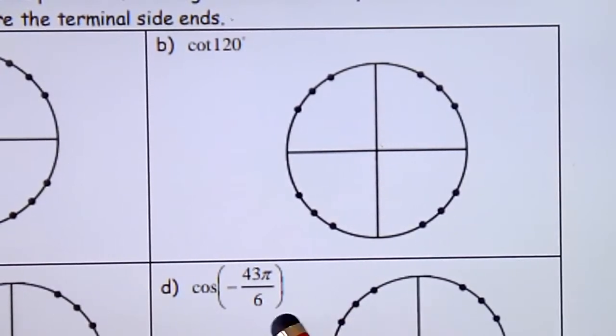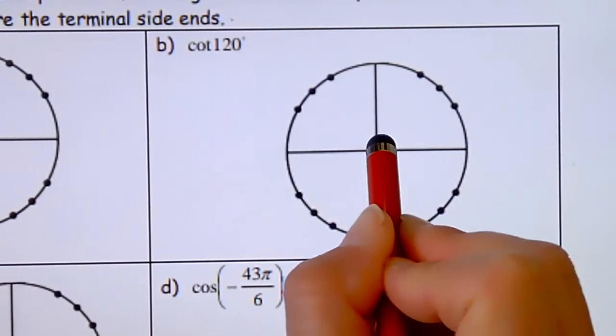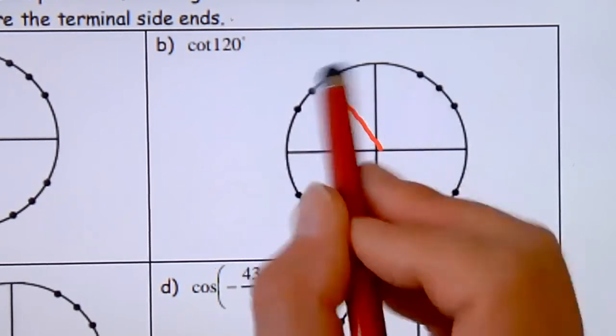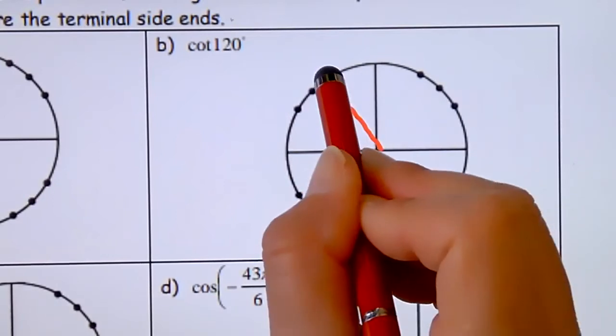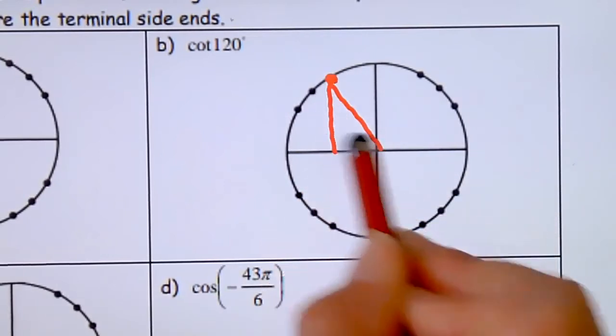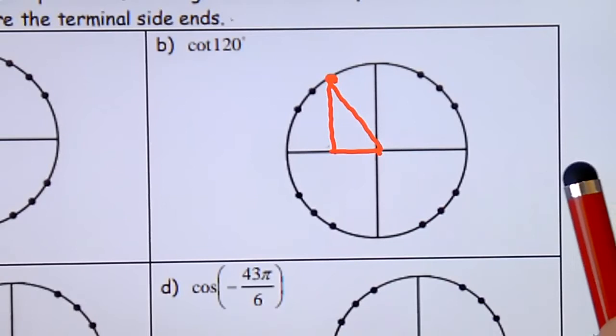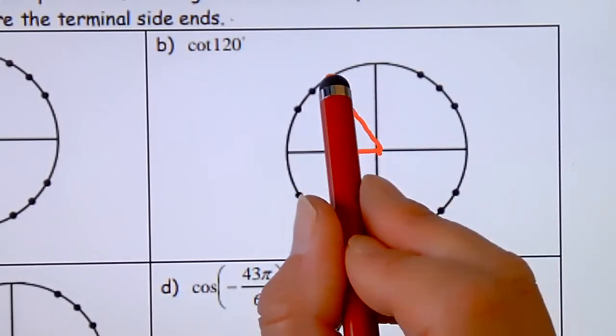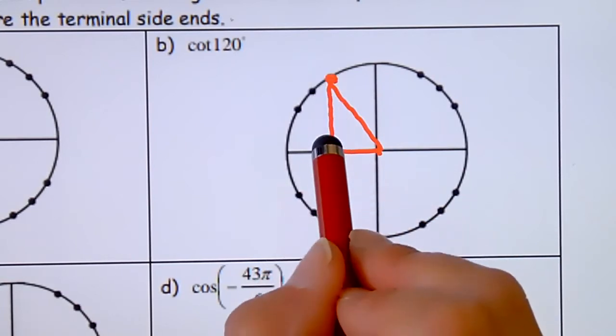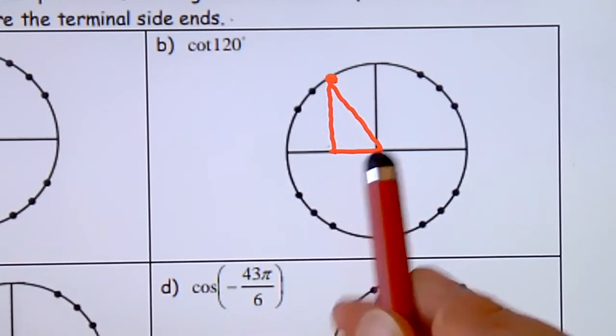Cotangent of 120. Okay, so 120 degrees, it's going to be ending here at this point. Sometimes it might be helpful to draw your triangle for yourself to see it. That's the triangle. Notice I drew it to the x-axis, not to the y-axis. It's always how far above the x-axis or how far below the x-axis.